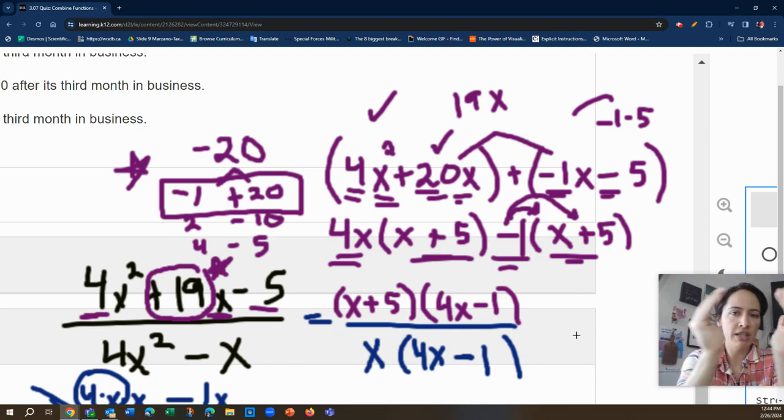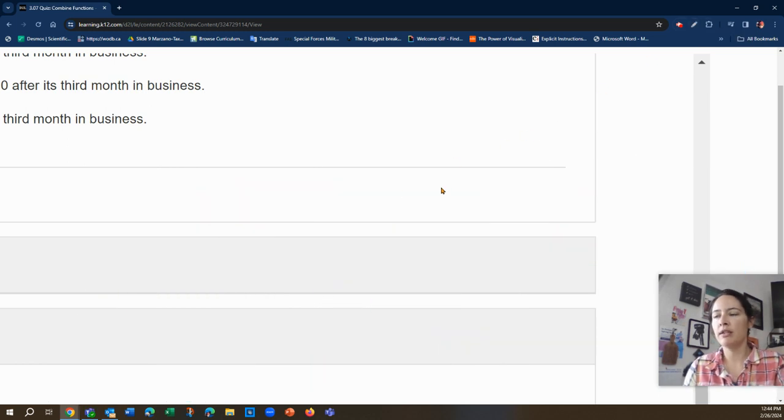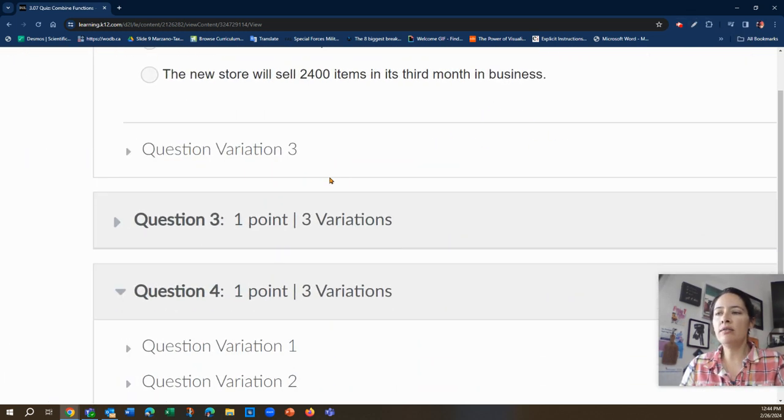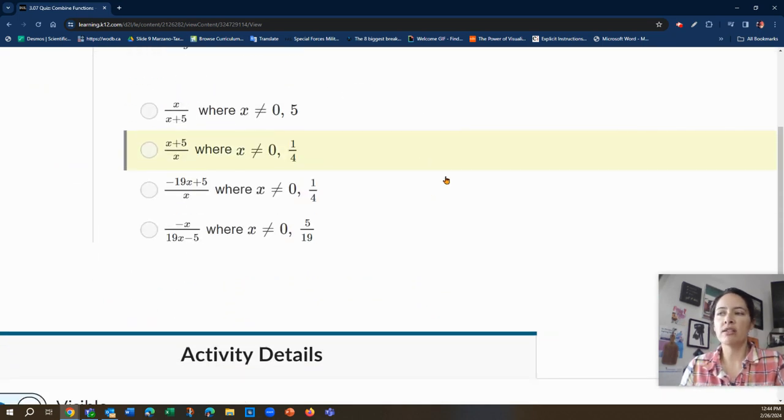So you need that multiplication in the top and the multiplication in the bottom. You find the ones that are matching. So hopefully you saw this 4x minus 1, 4x minus 1, and you're left with x plus 5 over x in this variation. Okay, so now some questions arose, like how do I know what my domain restrictions are?